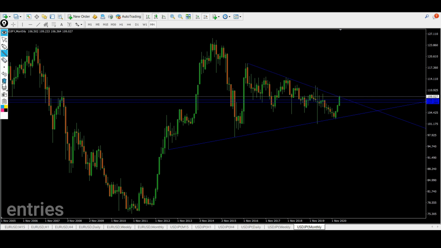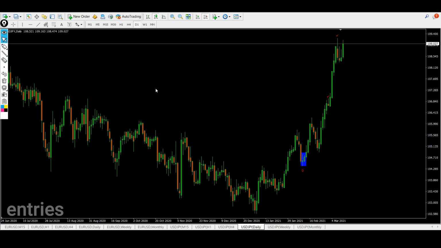So for example, go down to a daily chart. That monthly trendline level will generally be in this area. So on the daily chart, we want price action like this. Very compact and respecting that monthly trendline level.